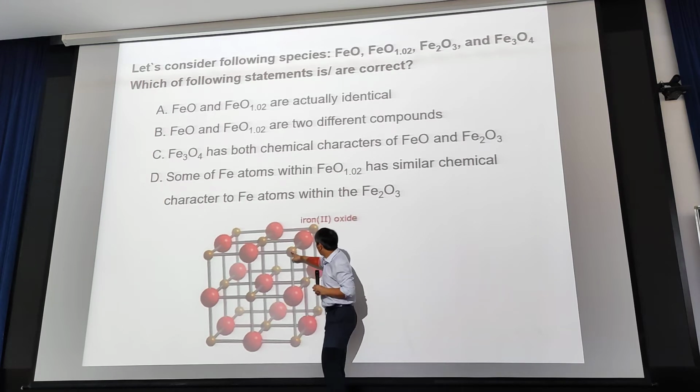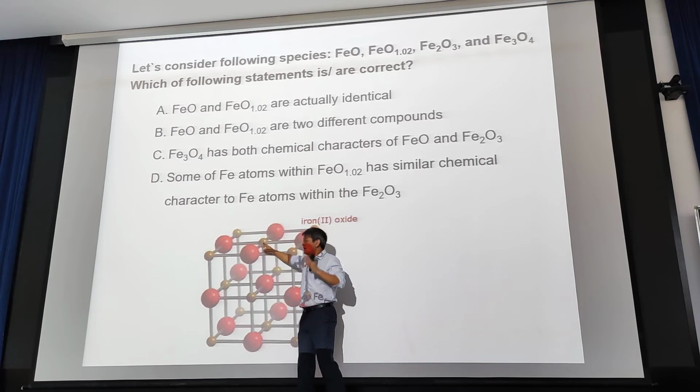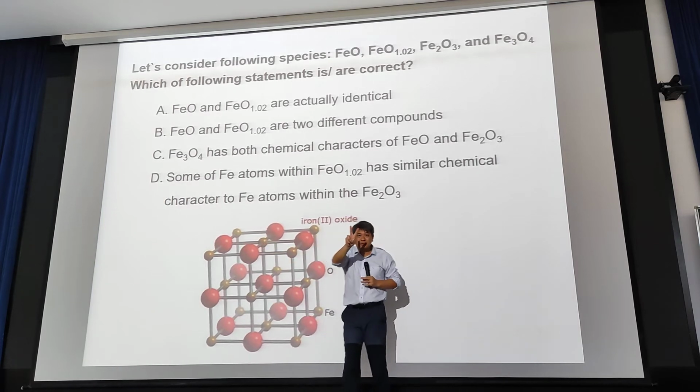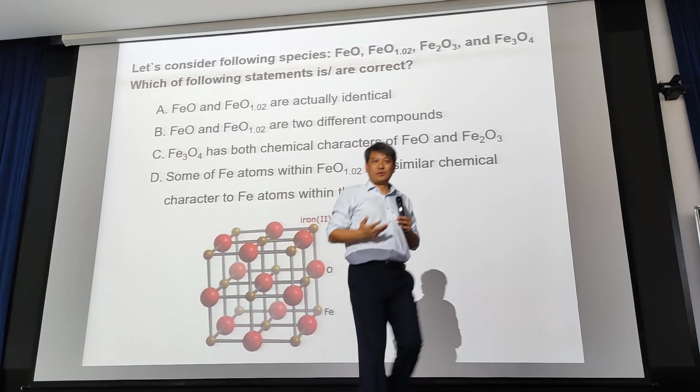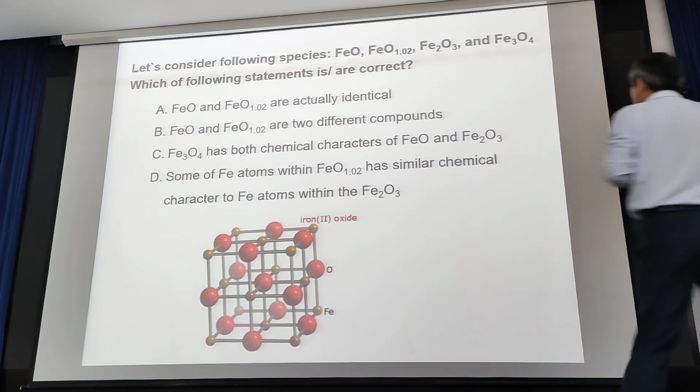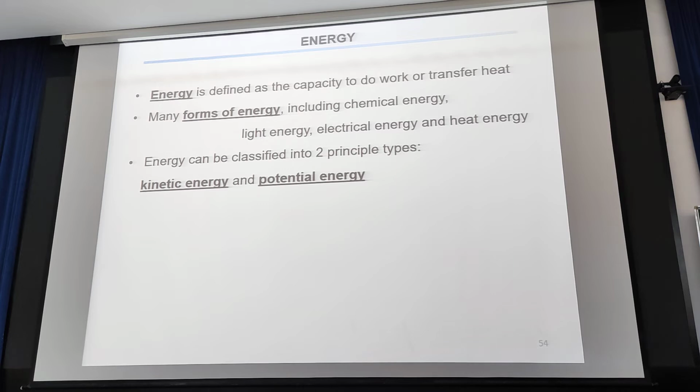So if you have 3, 1, 2, 3 iron, each iron will have oxidation state 2. But now if this guy goes out, you have 2, that means the charge of those irons becomes 3 plus. Okay? So actually, when I say excess oxygen, I also say deficit of iron. Yes or no? Okay.